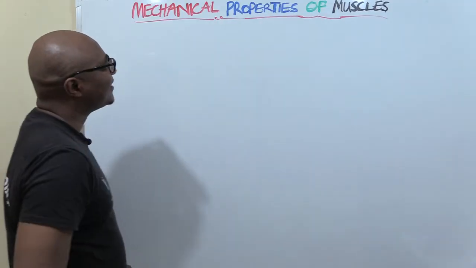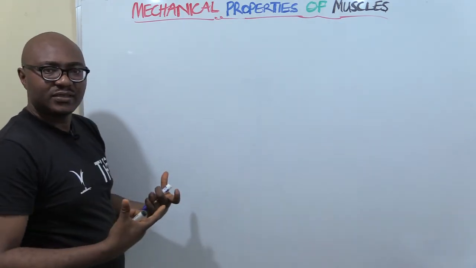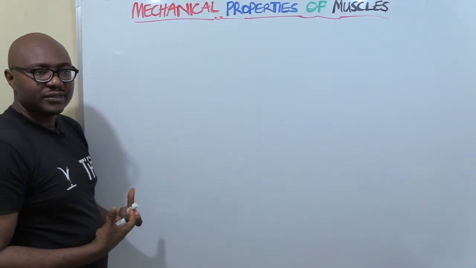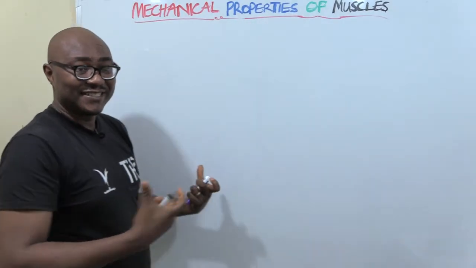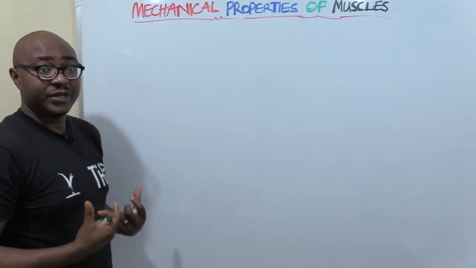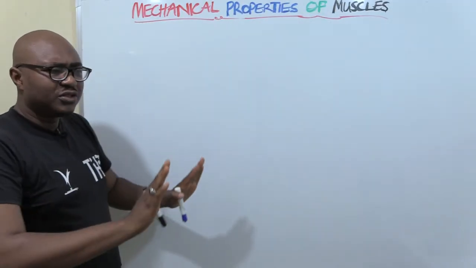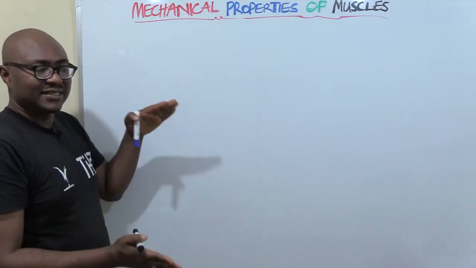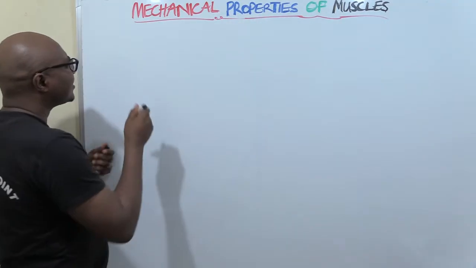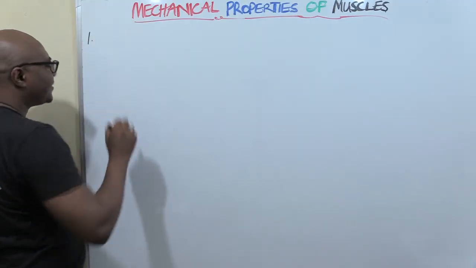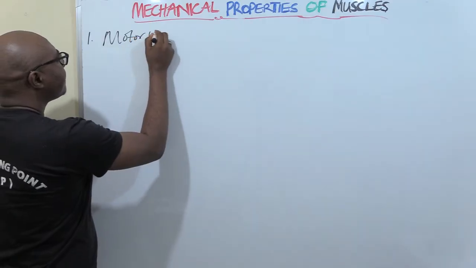Now let's get started. So now we are talking about mechanical properties of muscles. Muscles are mechanical agents, with the ability to generate force, physical force. And there are some things you need to know about muscles, about 6 or 7 properties we're going to discuss. And we're just going to start with one very important concept that is called the motor unit.